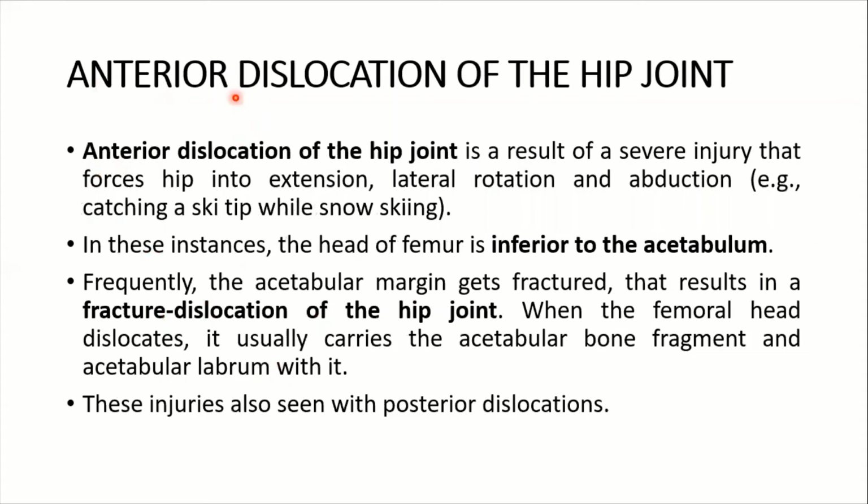So the anterior dislocation of the hip joint. Anterior dislocation of the hip joint is a result of severe injury that forces the hip joint into extension, lateral rotation, and abduction. For example, catching a ski tip while snow skiing. In these instances, the head of the femur is inferior to the acetabulum, right?